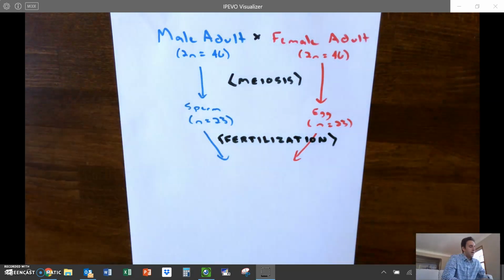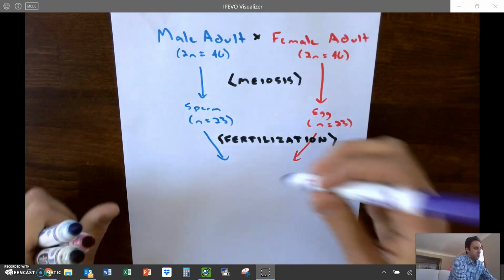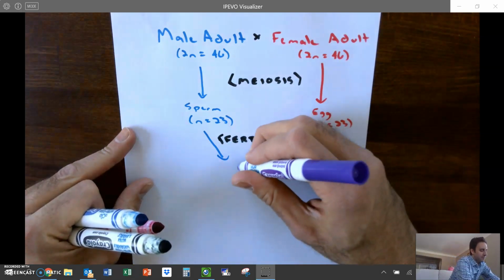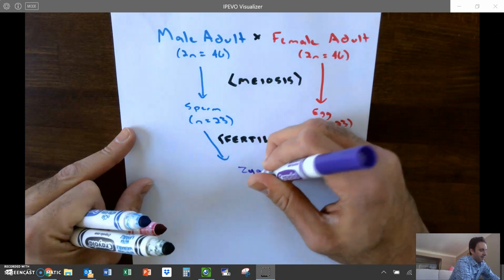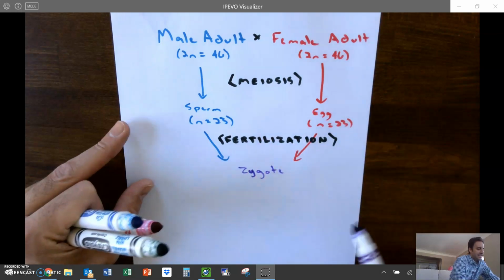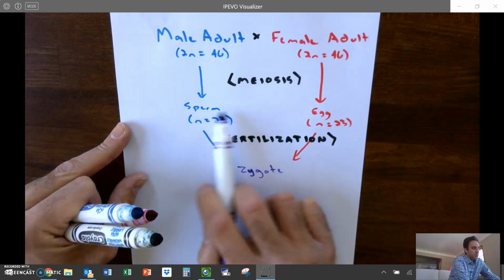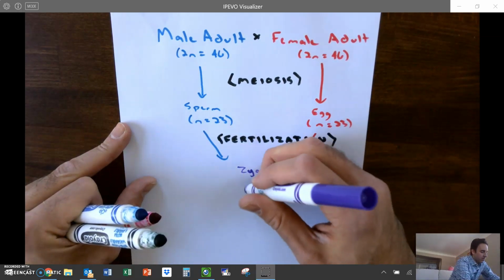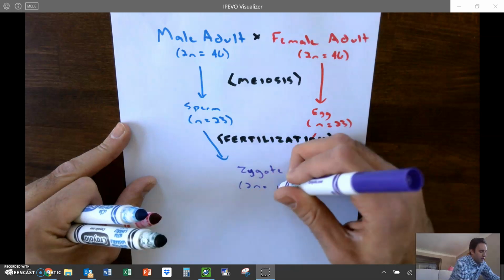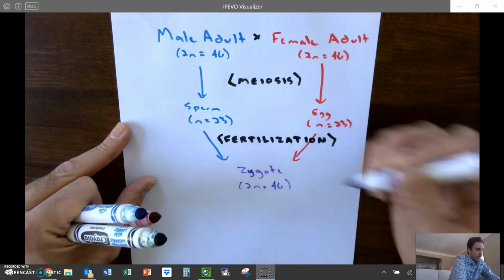will occur. And then these two cells will come together to form a new type of cell, which we call a zygote. And that zygote, because it's combining 23 chromosomes from sperm and 23 chromosomes from egg, is now going to be diploid again, where 2n is equal to 46.